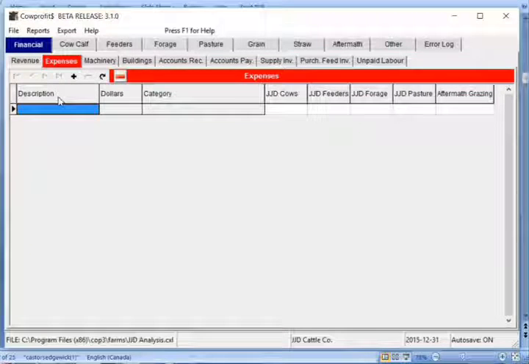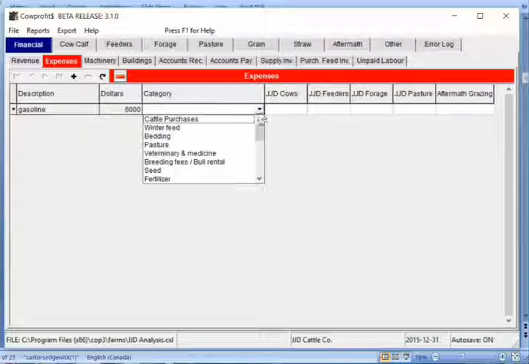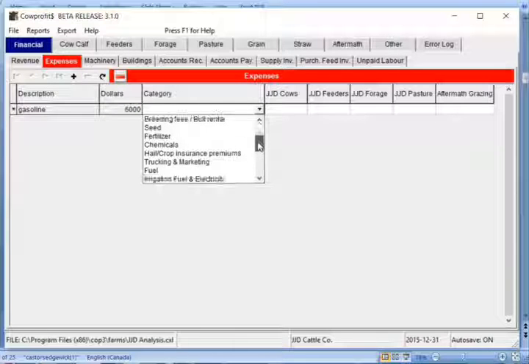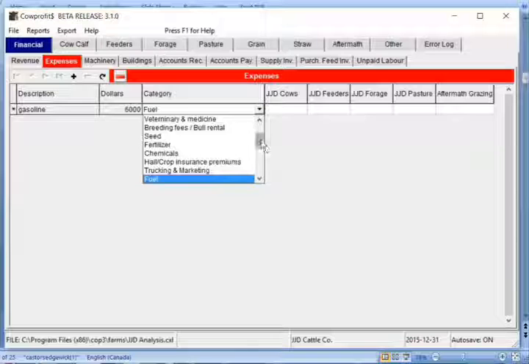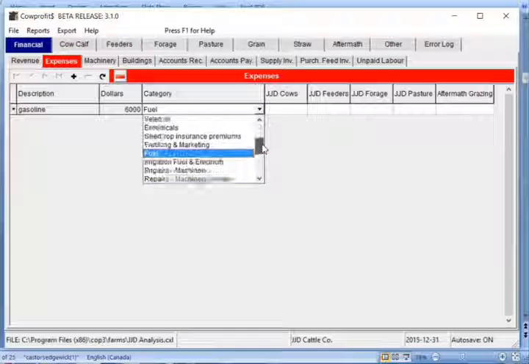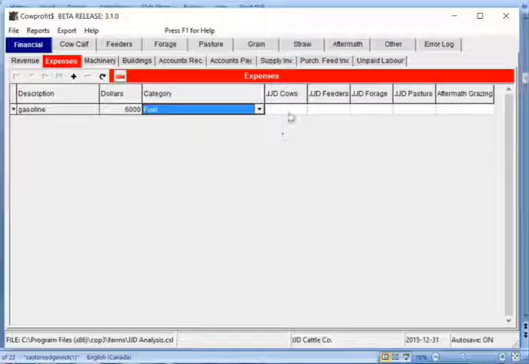Expenses is the very same process. You'll find that there are more expenses than revenues. Always seems to go that way. The first expense that I have listed here is gasoline, and the number is 6,000. And the category is going to be fuel, and it's down in the middle of this drop-down box. We hope to have this rectified so you'll be able to see more categories at once, but that's a work in progress.